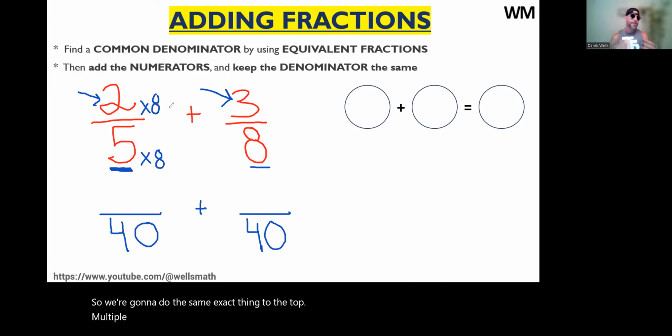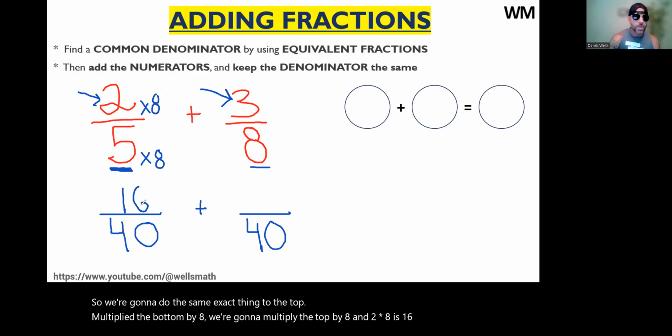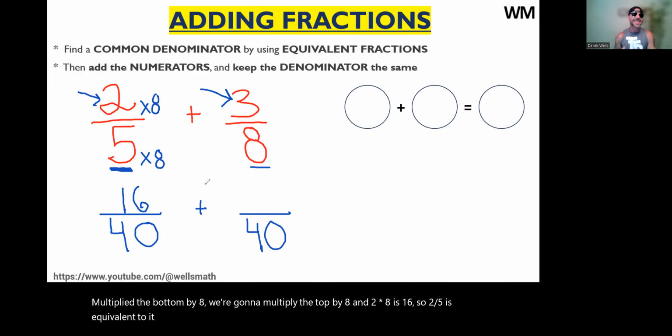Multiplied the bottom by 8, we're going to multiply the top by 8. And 2 times 8 is 16. So 2/5 is equivalent to, it is equal to 16/40. Those are equivalent fractions. Now let's look at our 3/8.